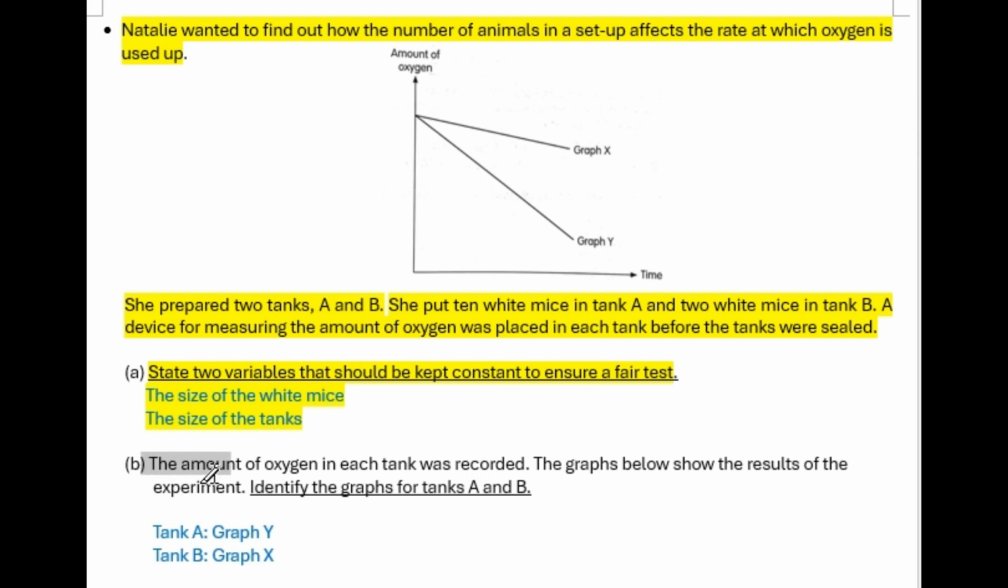B. The amount of oxygen in each tank was recorded. The graphs below show the results of the experiment. Identify the graphs for tanks A and B. Tank A, graph Y. Tank B, graph X.